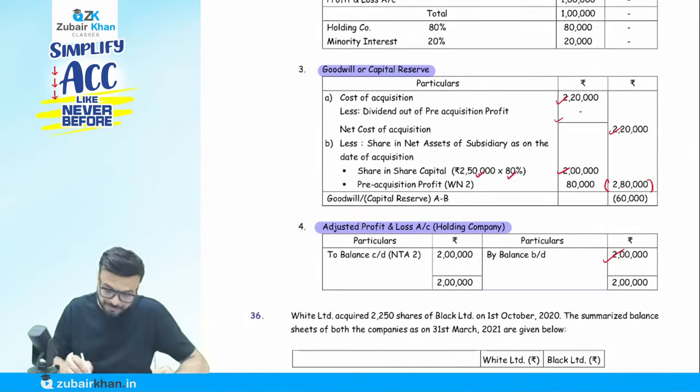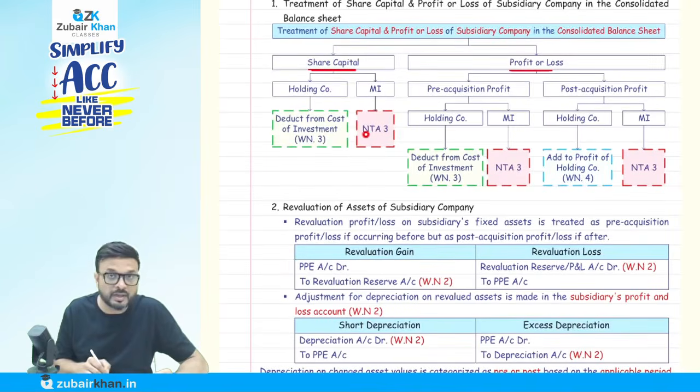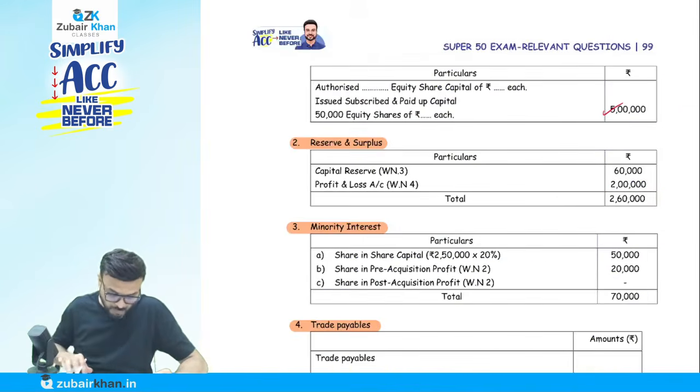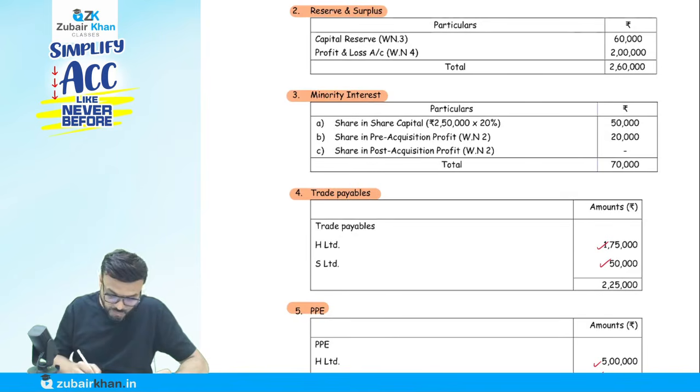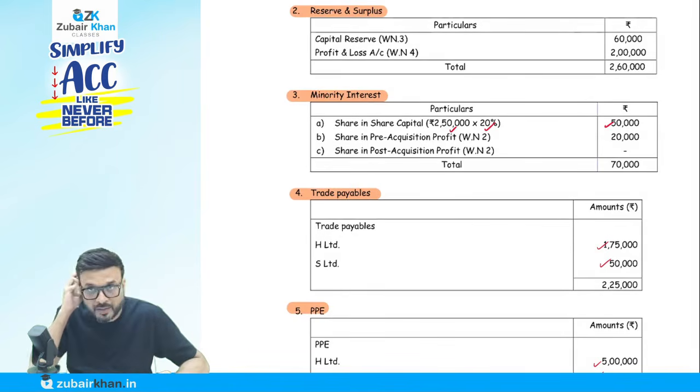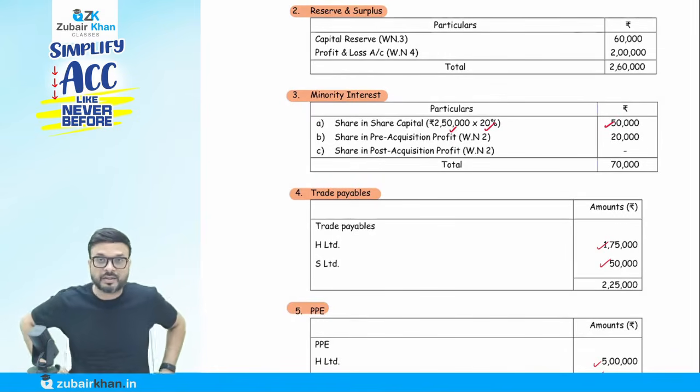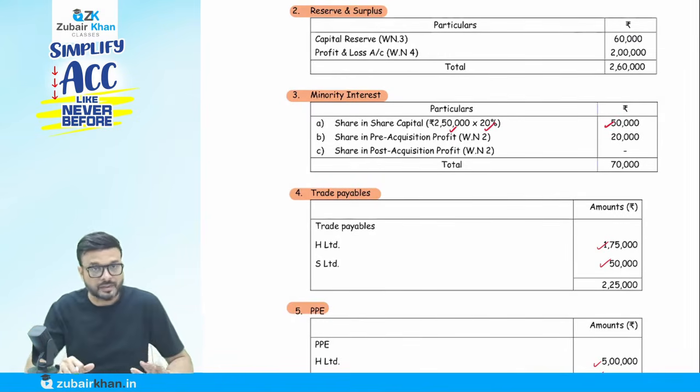Okay. Then what do we have to do for the remaining 20%? Go to working note number 3. That is 2,50,000 multiplied by 20%, which comes to 50,000.